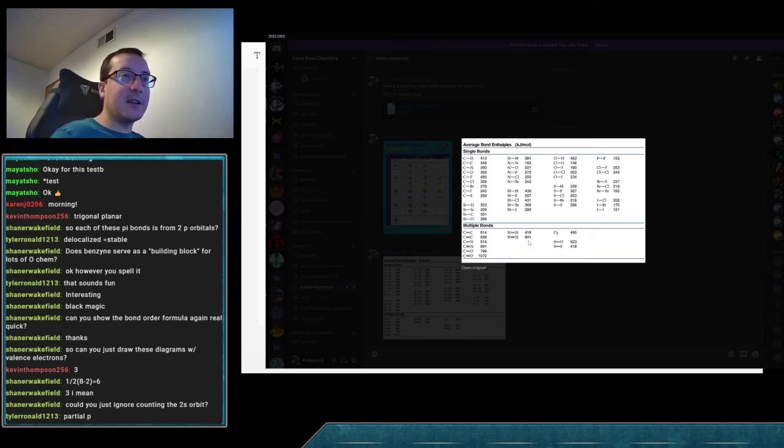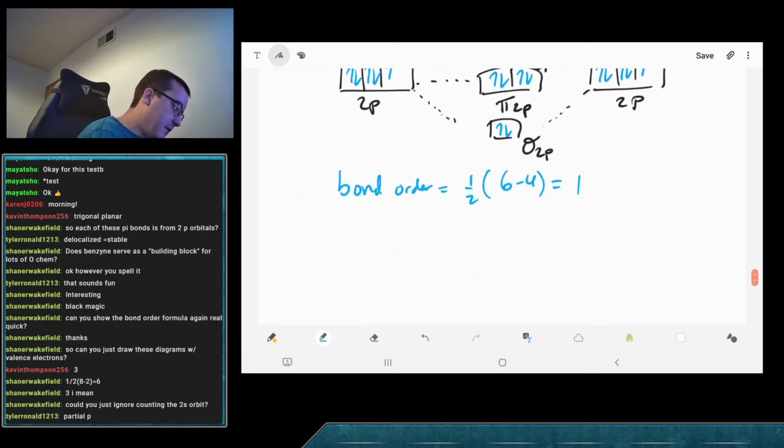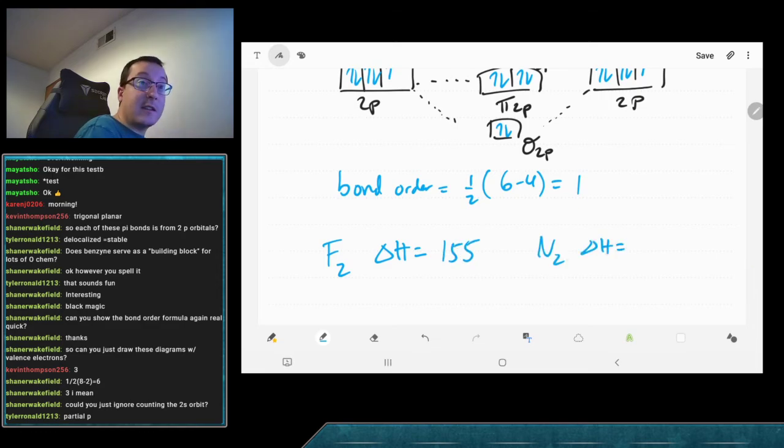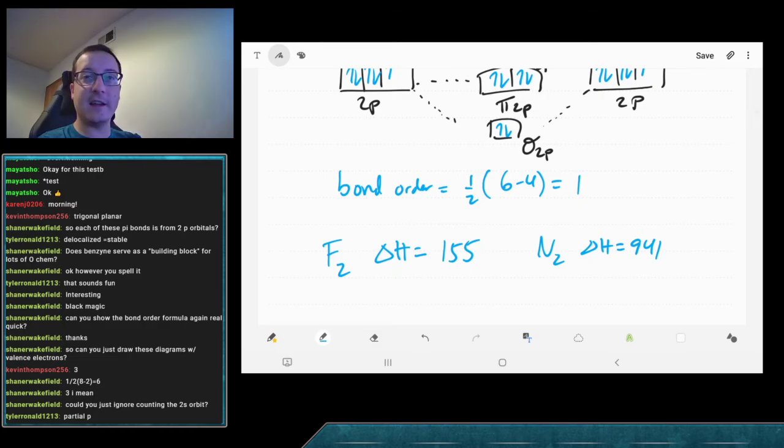I wanted us to take a look at nitrogen, which has a bond enthalpy of 941, versus fluorine, which has a bond enthalpy of 155. Why do we think fluorine has a much lower one? So fluorine is 155, but nitrogen delta H is 941. Why do we think it takes so much more energy to break the nitrogen apart than it does to break the fluorine apart?